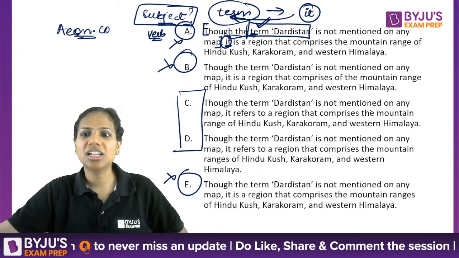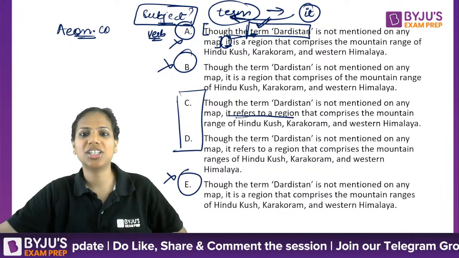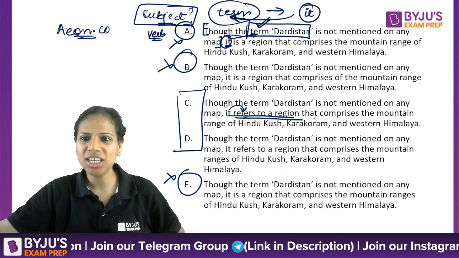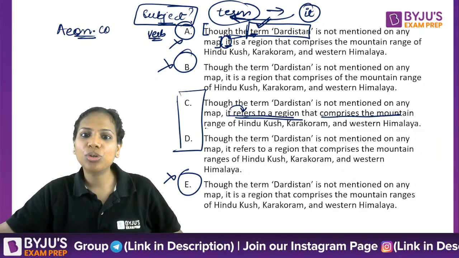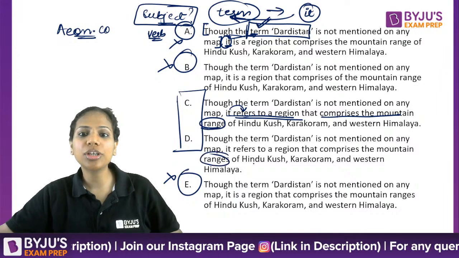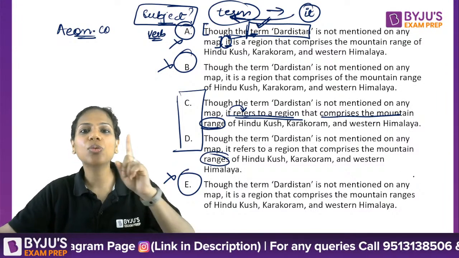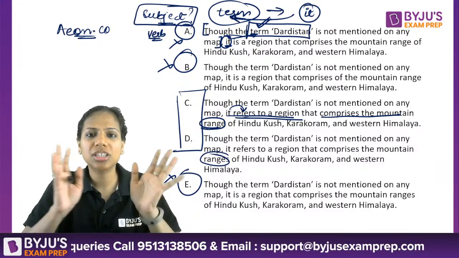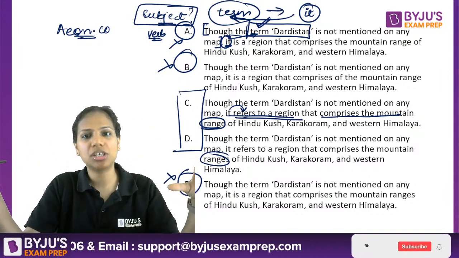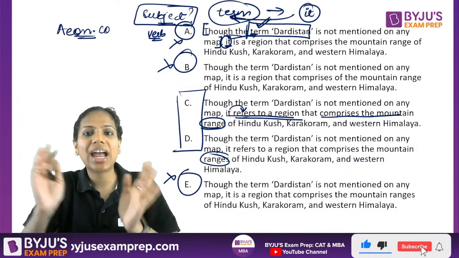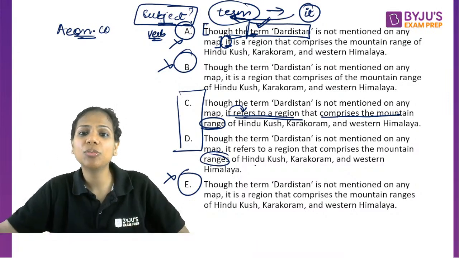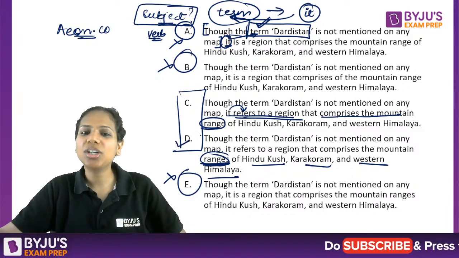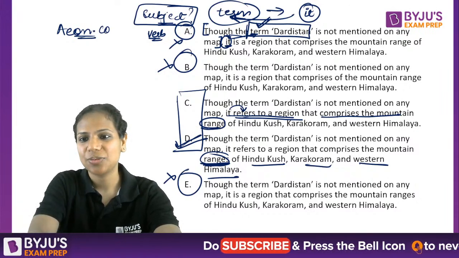So though the term Dardistan is not mentioned on any map, it refers to a region. Now it is correct. The term can only refer to a region that comprises the mountain ranges. We are talking about multiple mountain ranges here, not one range. For instance, the Himalayas or Himalaya, that is one mountain range. The Alps, one mountain range. The Andes, one mountain range. But here I am talking about multiple mountain ranges. So this has to be ranges and not range. And therefore, D is the answer.